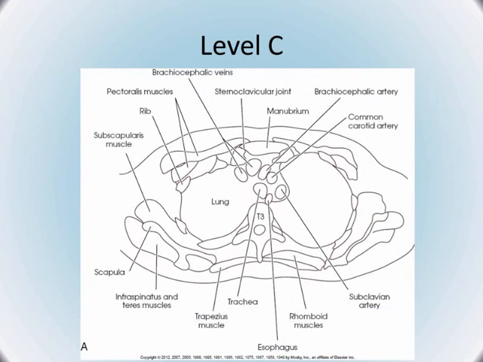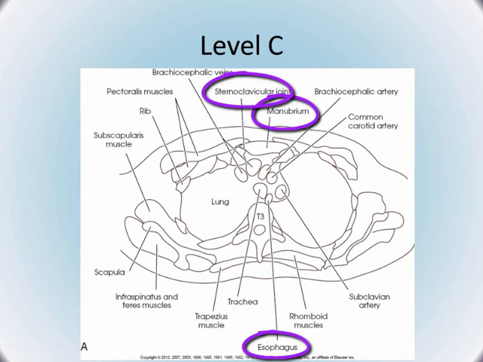At level C, we're looking at the pectoralis muscles, the rib, subscapularis muscle, the scapula, trapezius muscle, trachea, the esophagus, the manubrium, and the sternoclavicular joint, as well as the lung at the level of T3.